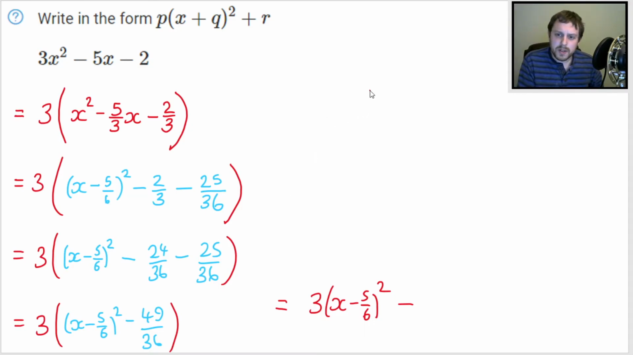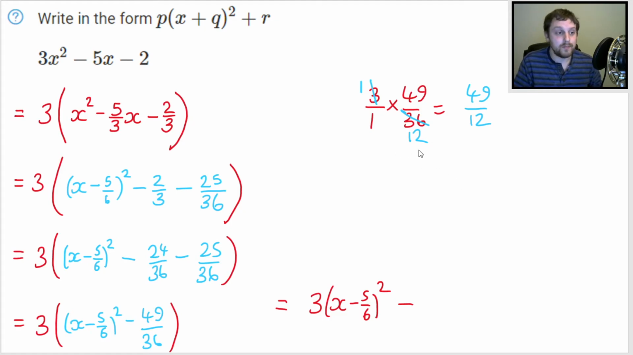So okay, if you want to do it the long way, you can do 3 over 1 times 49 over 36, and you can work this out. To make it a little bit easier, what I would do is say, look, I'm going to be able to divide top and bottom by 3, so that's going to leave me with 1, and that's going to leave me with 12. So I actually just end up with 49 over 12. If you don't see how this works, you can just do 3 times 49 over 36 and then simplify it. Spoiler alert, you will get 49 over 12.